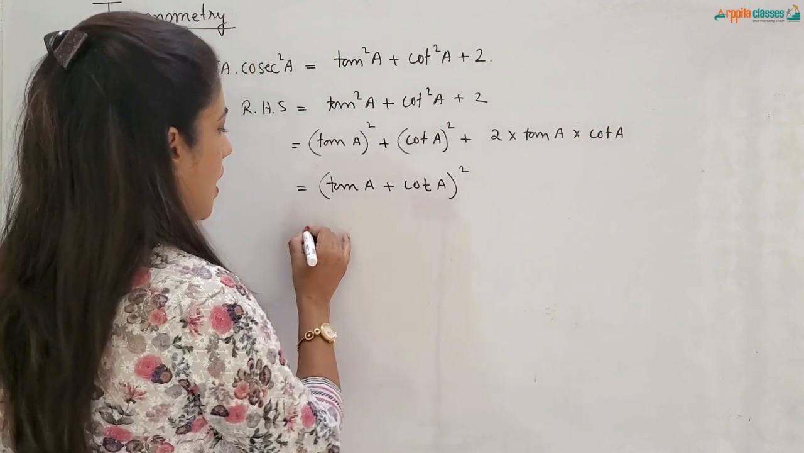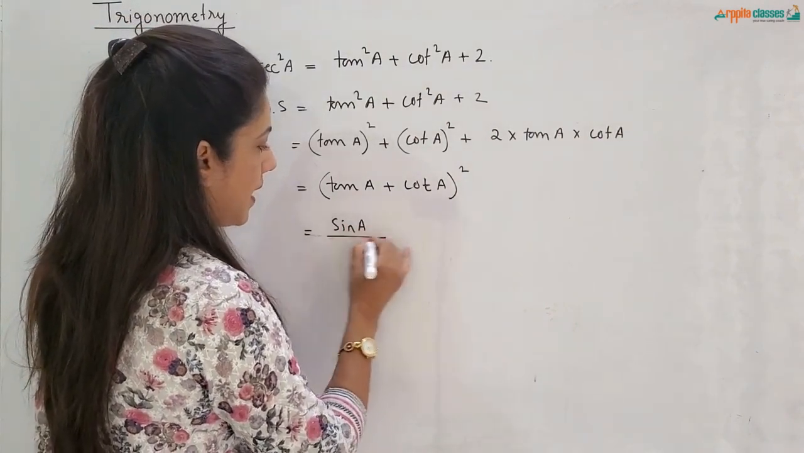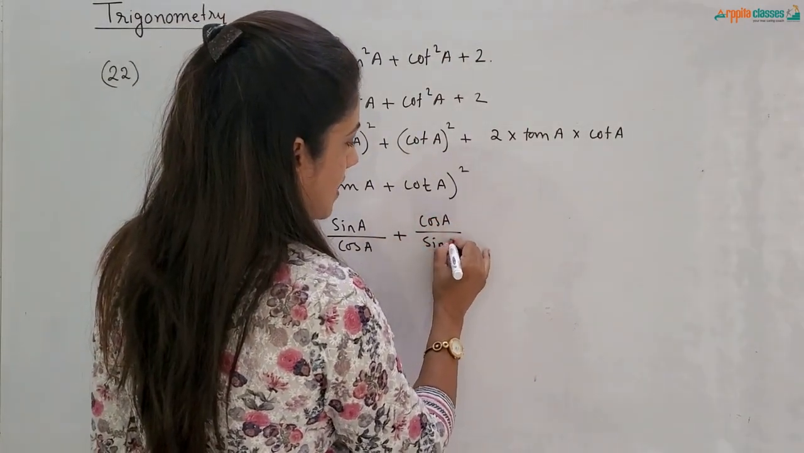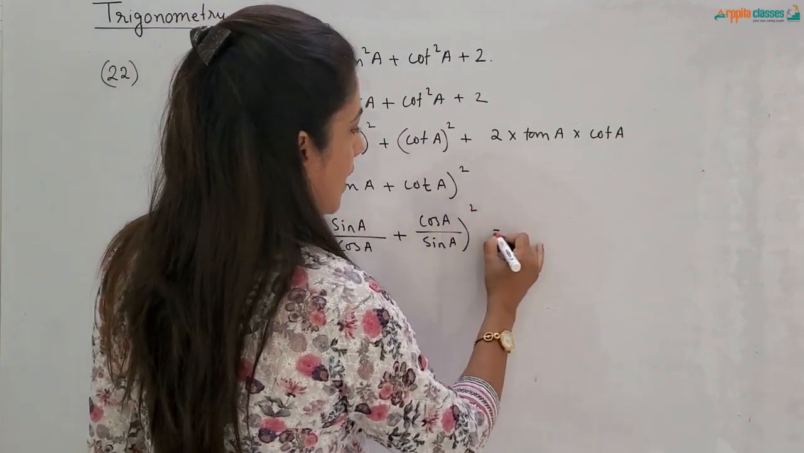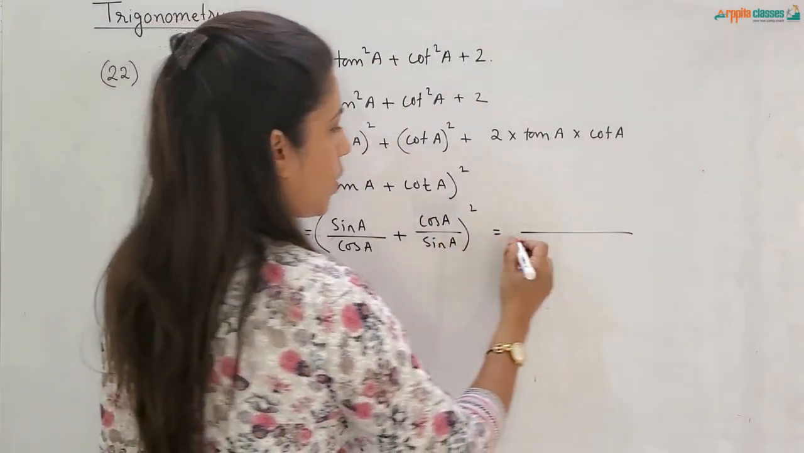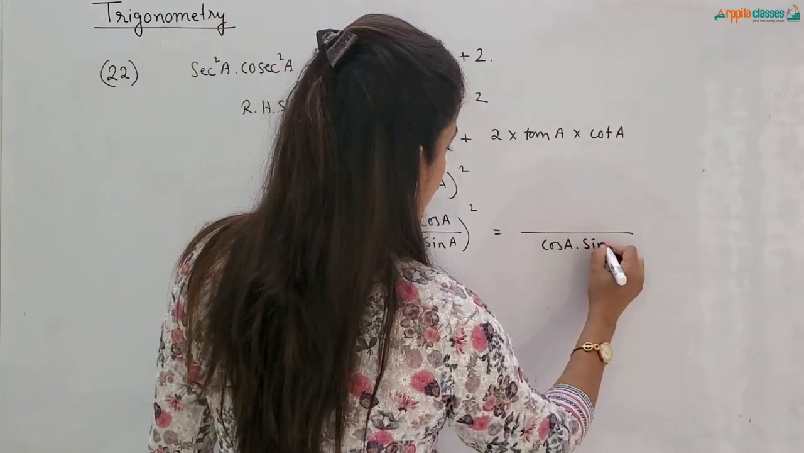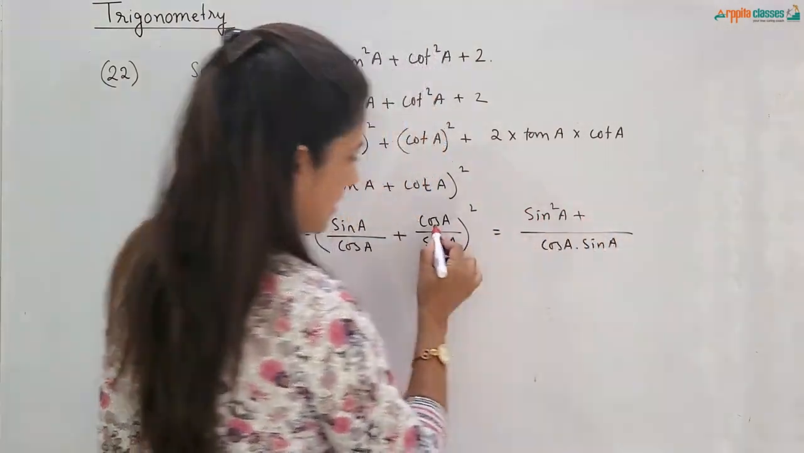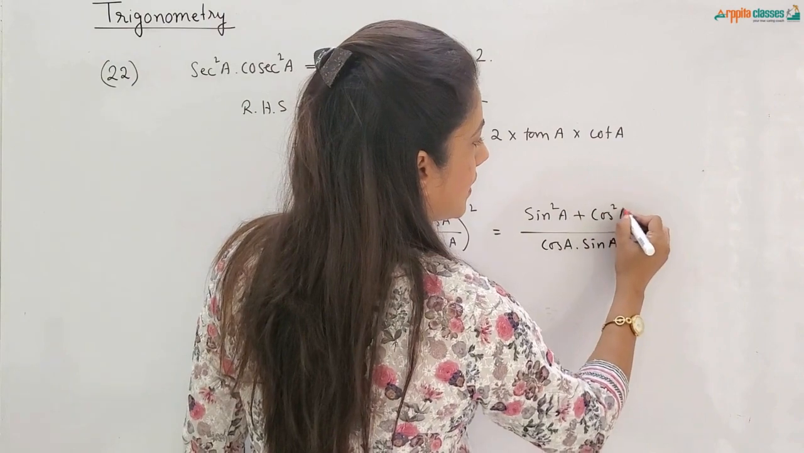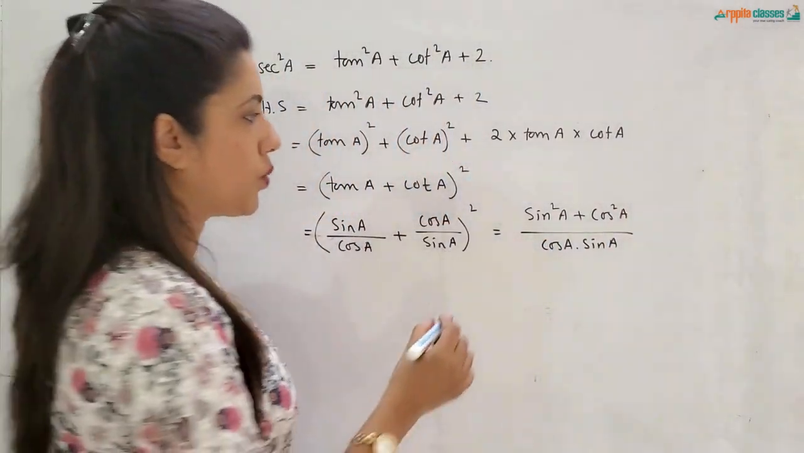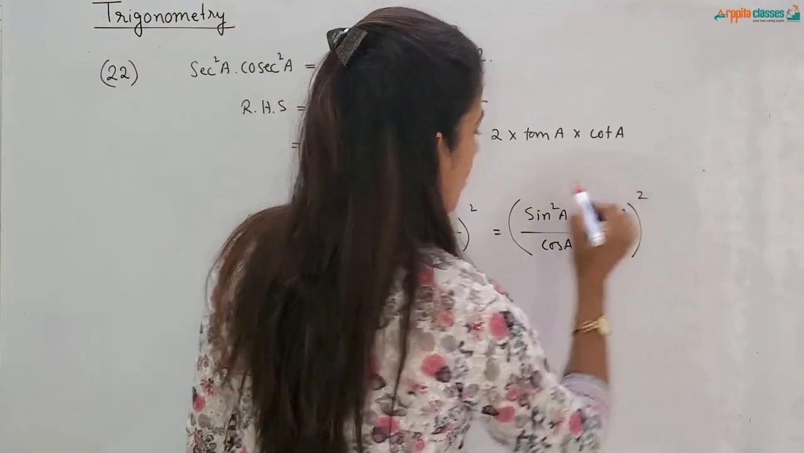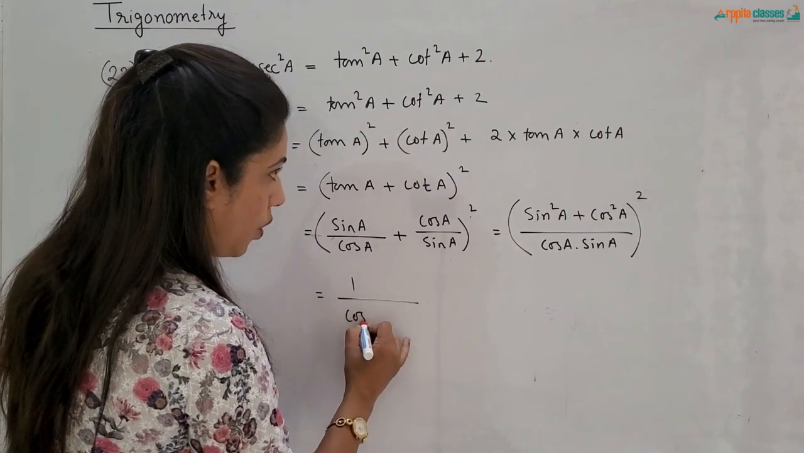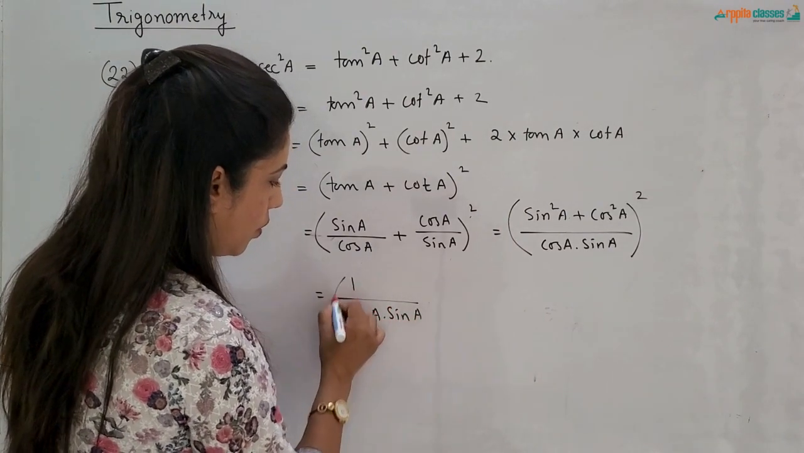Now let us resolve this into sin and cos. Tan means sin upon cos, cot means cos upon sin, this whole square. We'll take the LCM. Here the LCM is cos A into sin A. So in the numerator it will be sin square A plus cos square A. And we know sin square A plus cos square A is 1. This whole thing has a square over here, right? Now sin square A plus cos square A is 1. So I'll put 1 upon cos A into sin A the whole square.